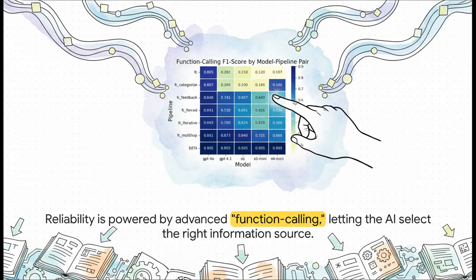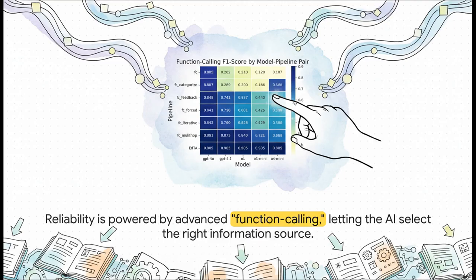And this is the technical magic that really makes it all work. It's a process called function calling. The best way to think about it is like a super efficient librarian. When you ask a question, the AI doesn't just guess the answer from memory. It has to call the right function to go to the right shelf, find the exact right book, and open it to the right page.